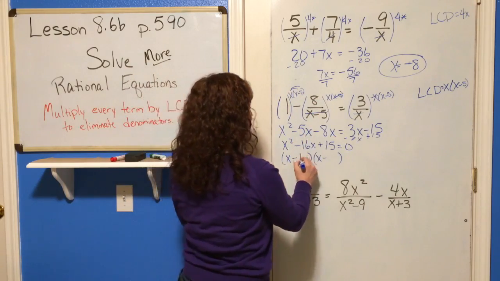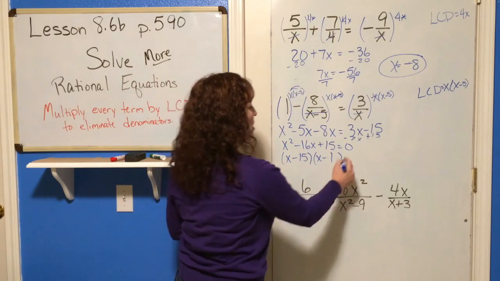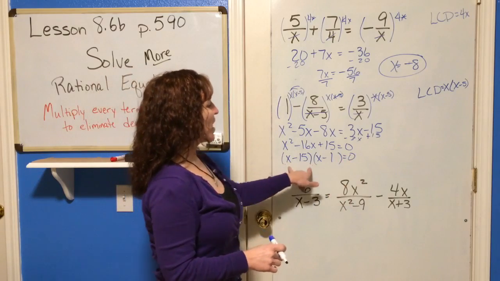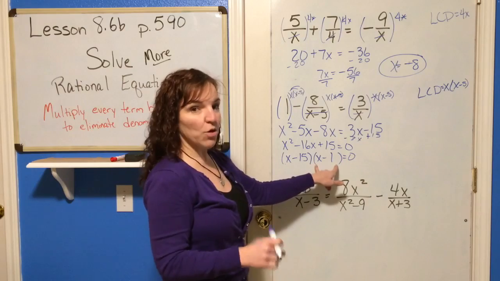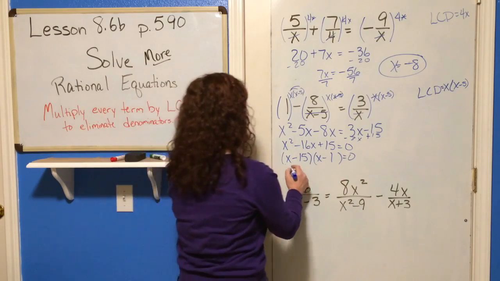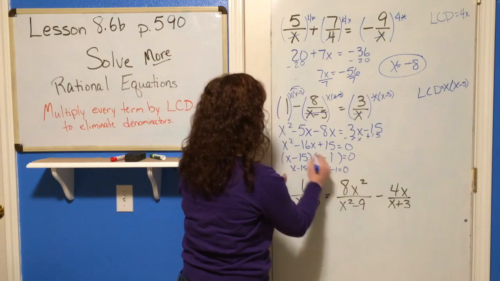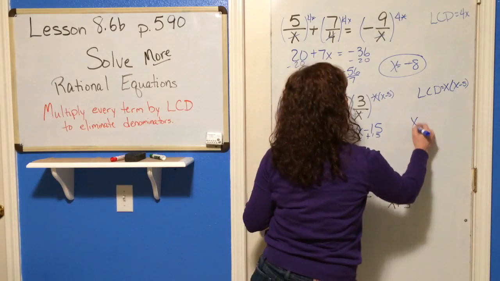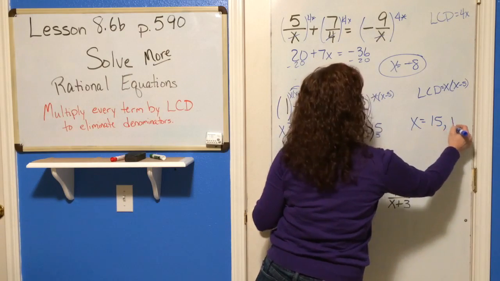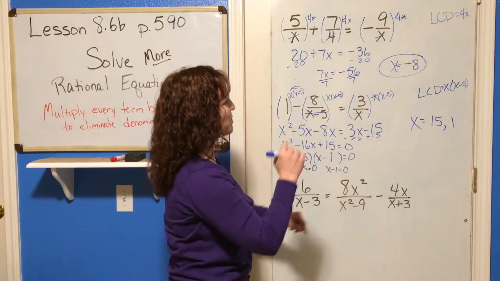All right, so now we've got 15 times 1 is 15, and 1 plus 15 is 16. All of that equals 0. So then remember, if you've got two binomials multiplied together equal to 0, one or the other of them has to equal 0. So you're going to set x minus 15 equal to 0 and x minus 1 equal to 0. Solve for both of those. So x equals 15 or x equals 1, because you add 15 to both sides and make it positive, add 1 to both sides and make it positive.